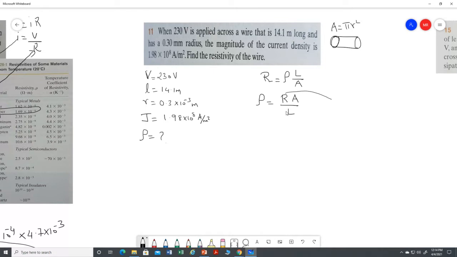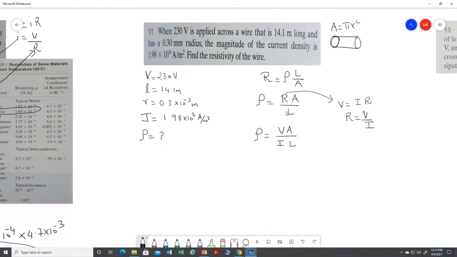My dear, we have Ohm's law. What is Ohm's law? V is equal to IR. Am I right? Therefore, my R is equal to V over I. Am I right? Yes. So if you substitute the value of R here, what should be your formula? My formula for the resistivity becomes V A over I multiplied by L. Am I right?